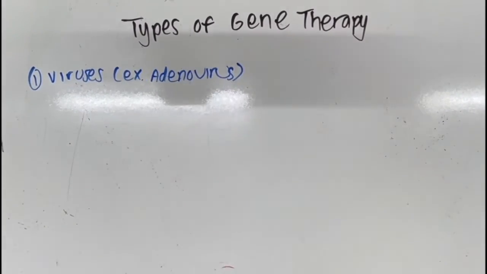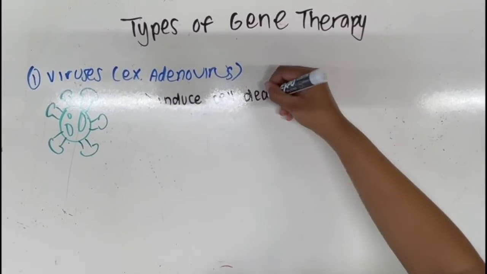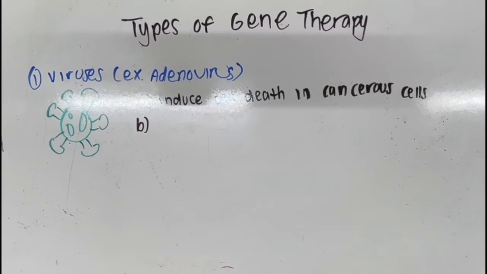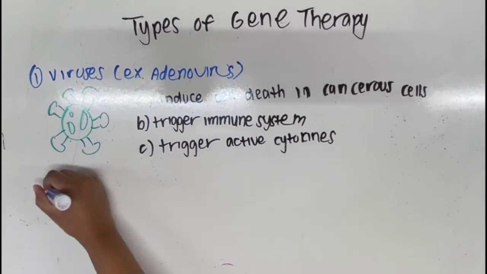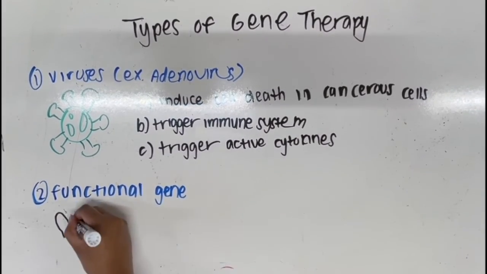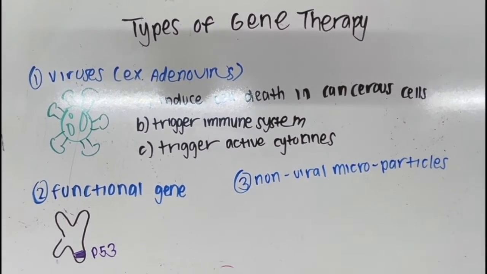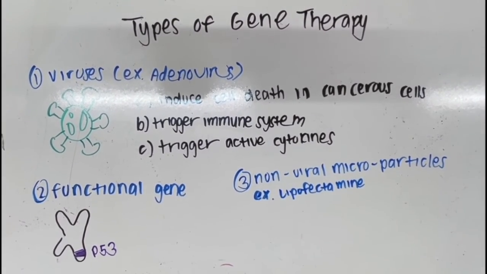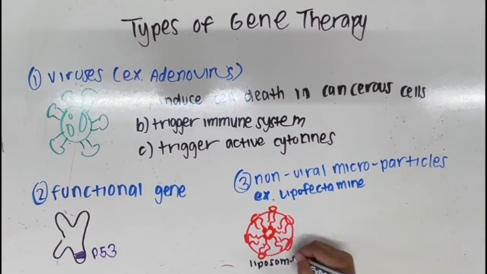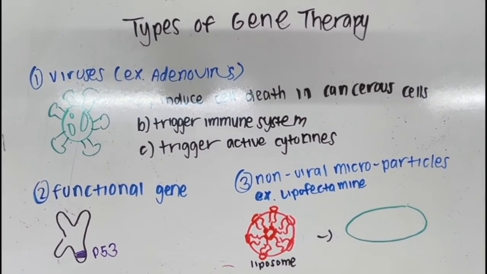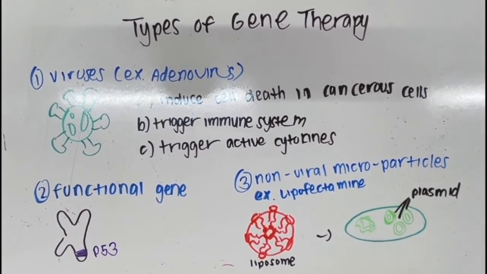One type uses viruses such as adenovirus. An oncolytic virus is used to induce cell death in cancer cells and trigger the immune system or active cytokines. Or a functional group can be introduced which is inhibited in the cancer cells to trigger the immune system. For instance, the p53 gene, which is inhibited in cancer cells. Another type of gene therapy uses a range of non-viral microparticles such as lipofectamine, which is a type of liposome which can freely pass through the cell membrane and deliver the target gene, which is inserted into the bacterial plasmid.